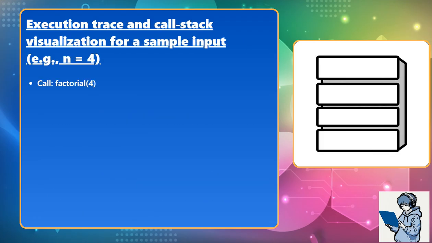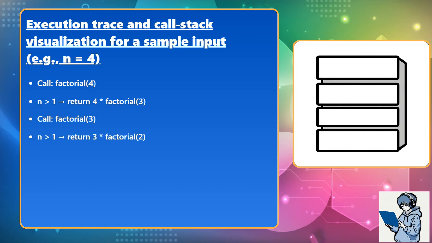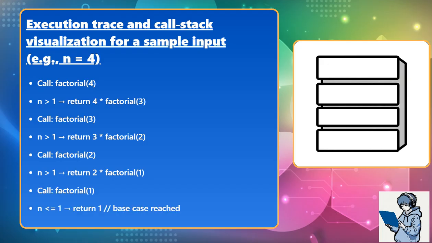Call factorial 4. N greater than 1 returns 4 times factorial 3. Call factorial 3. N greater than 1 returns 3 times factorial 2. Call factorial 2. N greater than 1 returns 2 times factorial 1. Call factorial 1. N less than or equal to 1 returns 1, base case reached.